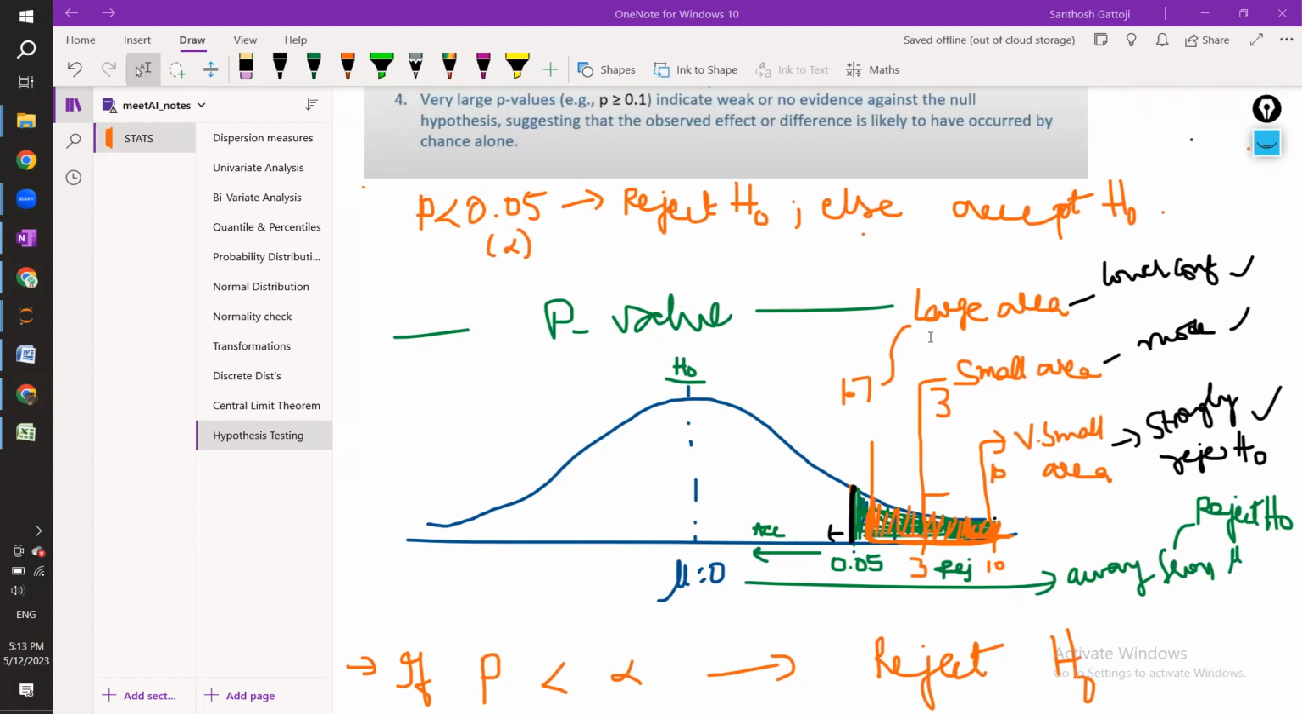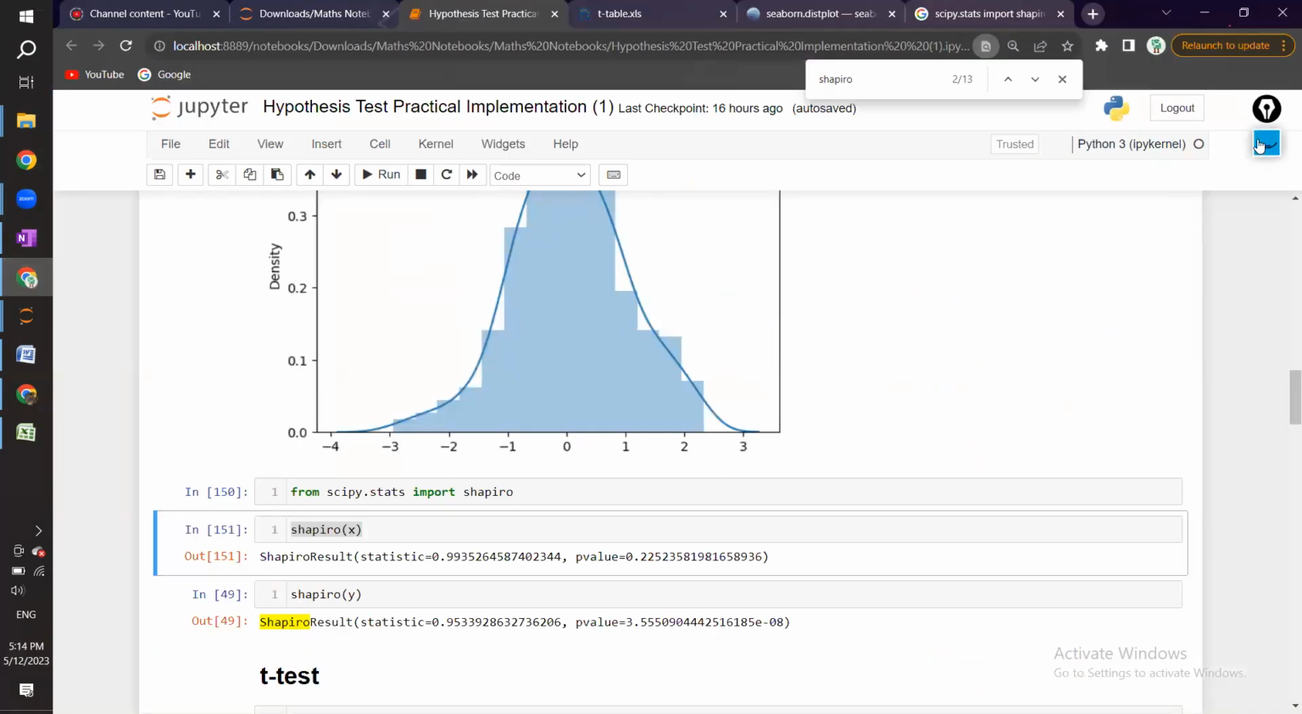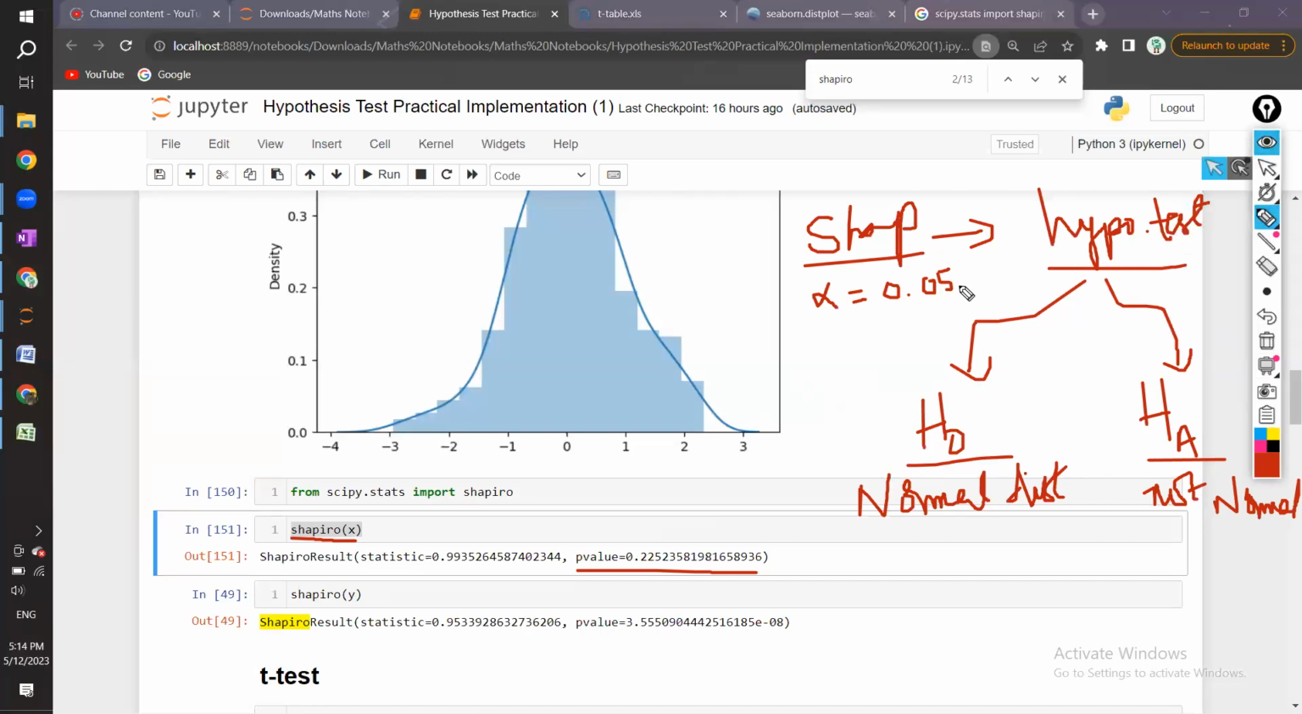Now coming to this scenario, our alpha is 0.05, and the p value is 0.225. Now we have p value and alpha. Is the p value greater than or less than alpha? Greater than. So in that case, should we accept or reject? Accept. We need to accept it because we have a greater area. Greater area means greater evidence, and greater evidence means you should support or accept the null hypothesis.